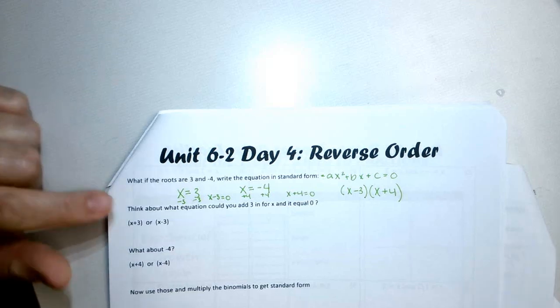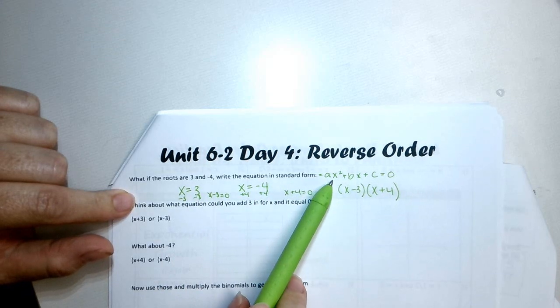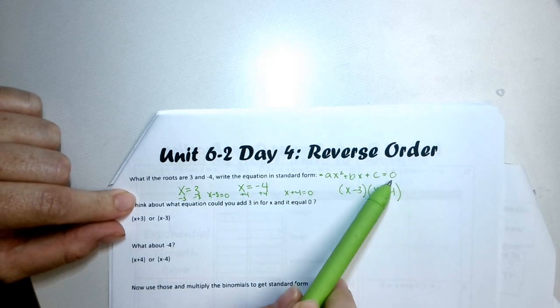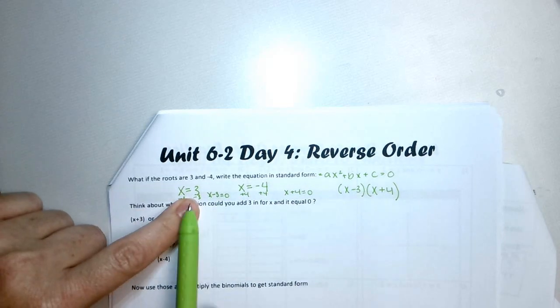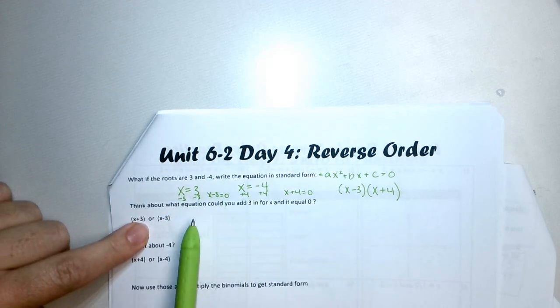Okay, so what if the roots are 3 and negative 4? Write the equation in standard form. So standard form is ax squared plus bx plus c, and we want it to equal 0. So it told us x equals 3 and it told us x equals negative 4, but we're going backwards. So we're going to set them equal to 0.